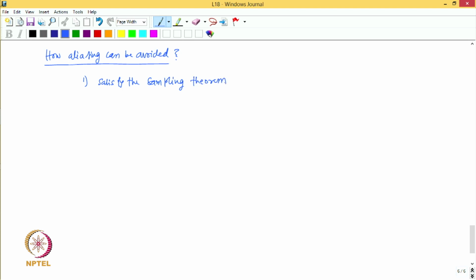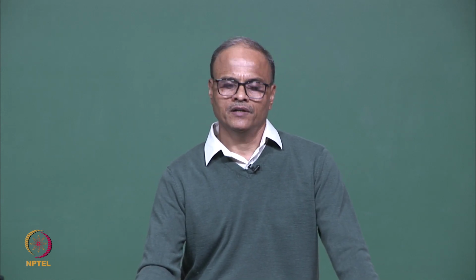Which basically means that we choose the sampling frequency omega s such that it is more than or equal to twice the highest frequency component present in the signal, where omega h is the highest frequency component. That choice can be made only when we know the highest frequency component in the signal. Often this omega h, the highest frequency component, is not known, and therefore we cannot choose omega s in this manner.